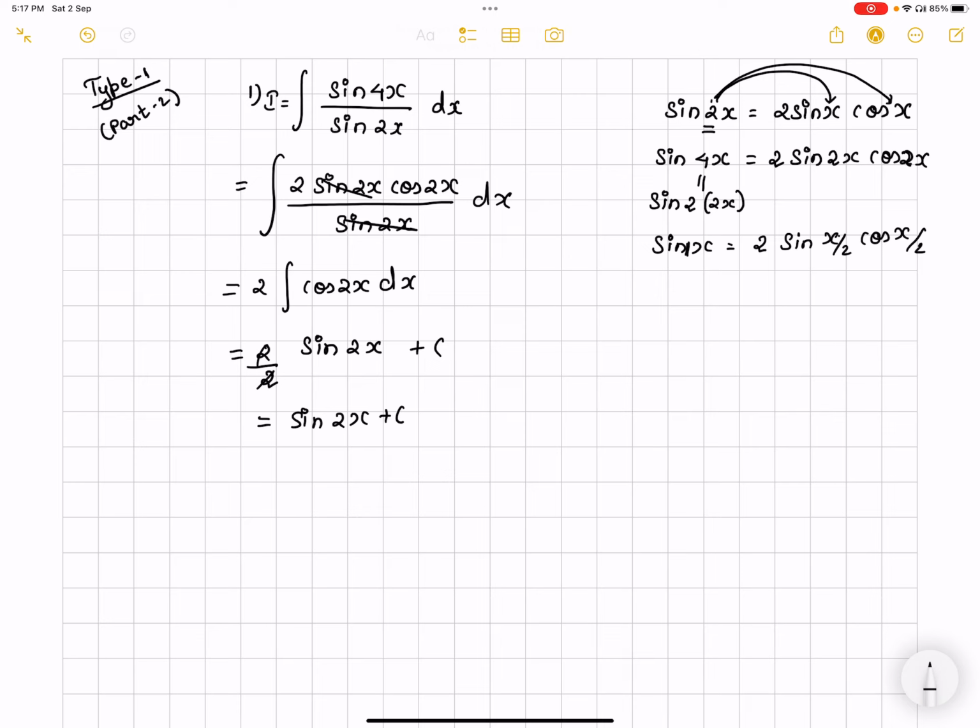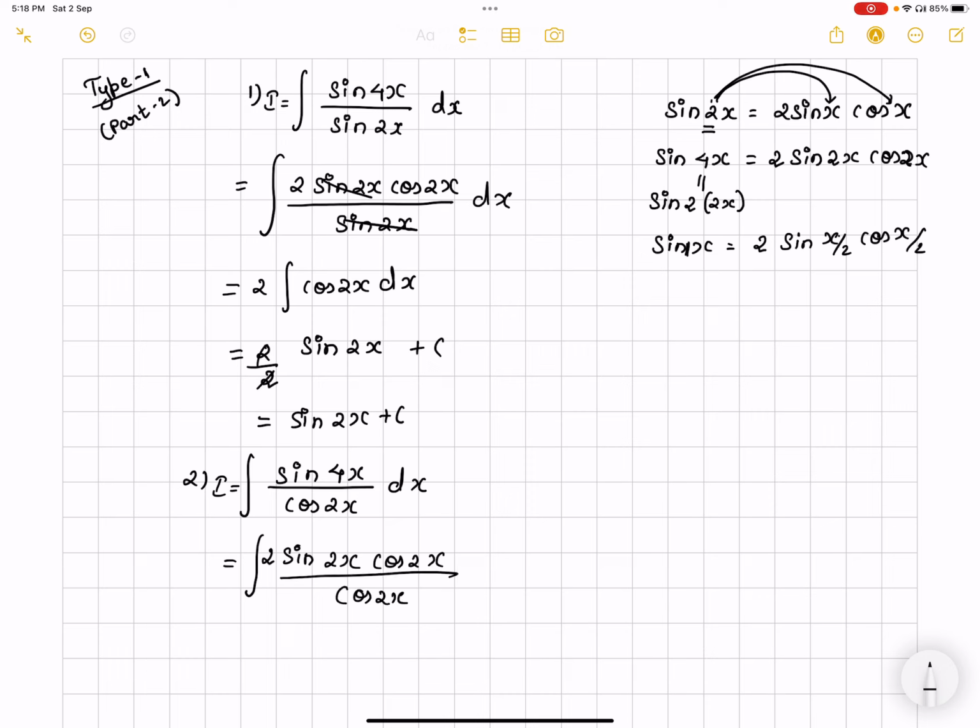Now we have a similar problem with the denominator alone getting changed. Sine 4x divided by cos 2x dx. Now the problem goes in the same way. Obviously, I'm not going to expand my cos 2x and change it to a complex one. I would be just 2 times sine 2x cos 2x divided by cos 2x dx.